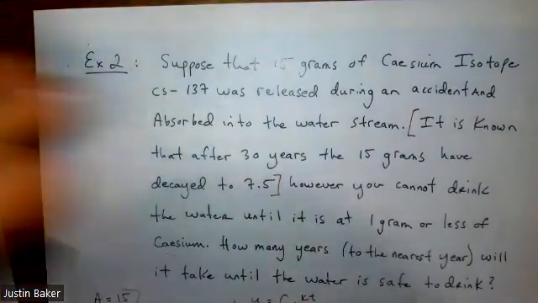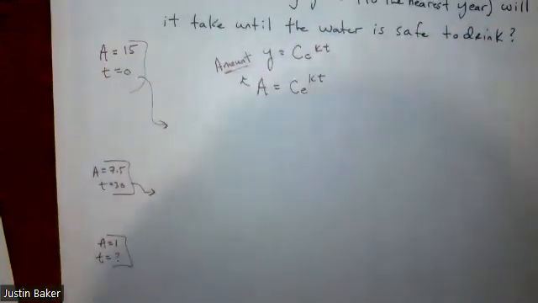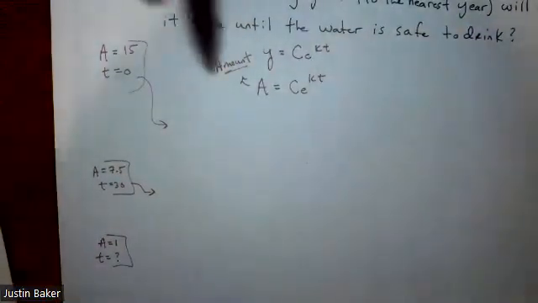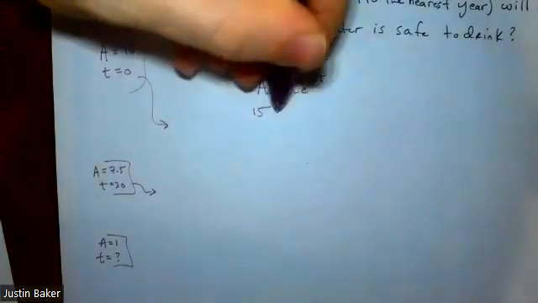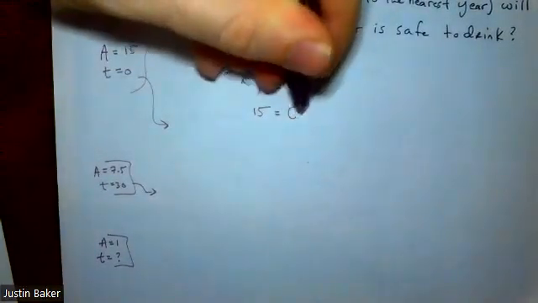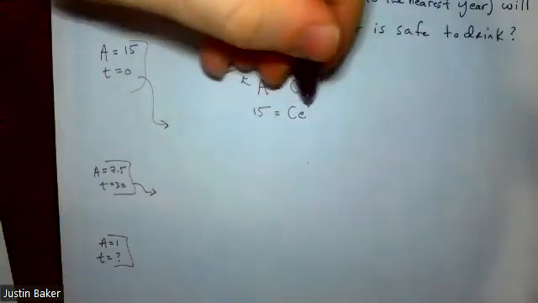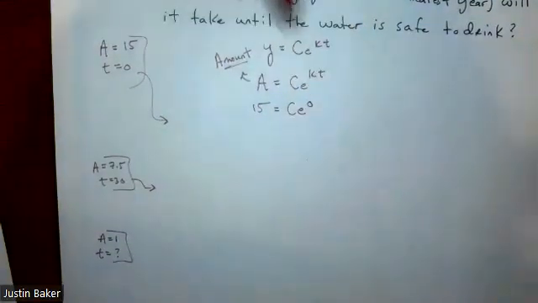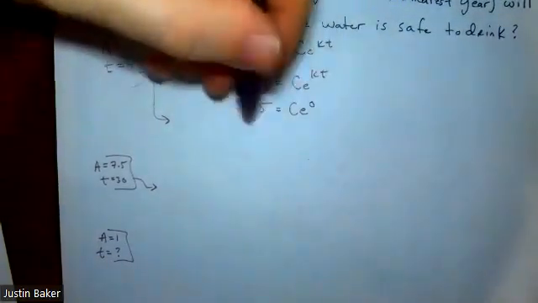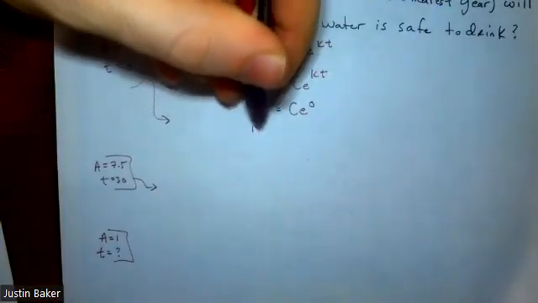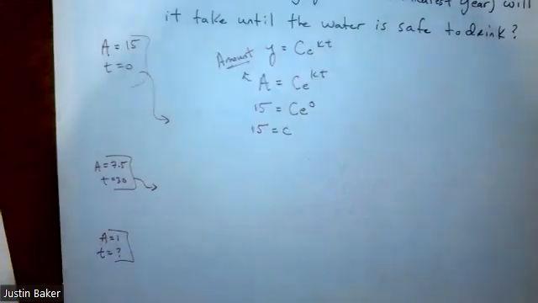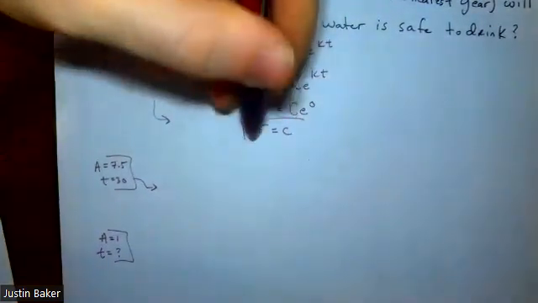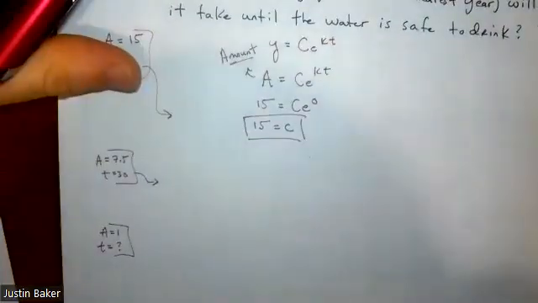Okay, so let's get to it and see what we can come up with. I'm going to plug in 15 for A, and that would be equal to C e to the K T. When I put a 0 in for T, that's going to be e to the 0. So 15 is equal to C times anything to the 0 is 1. So that should tell us that C is equal to 15.